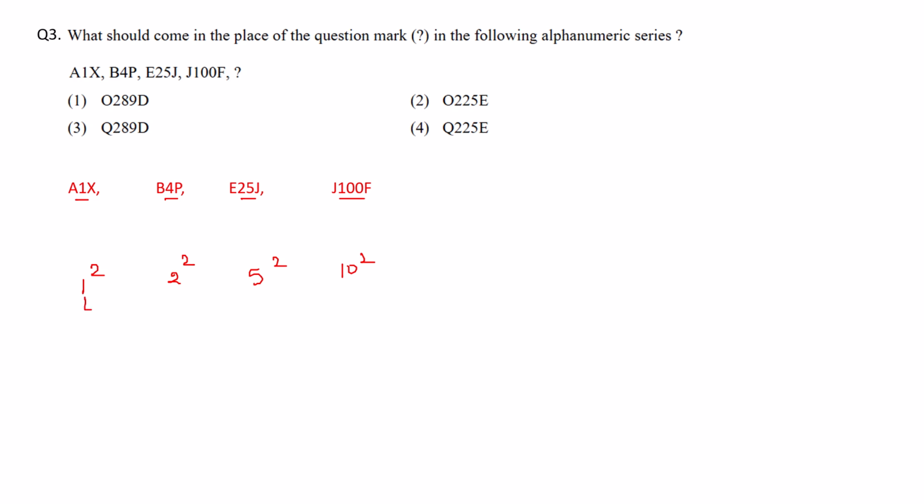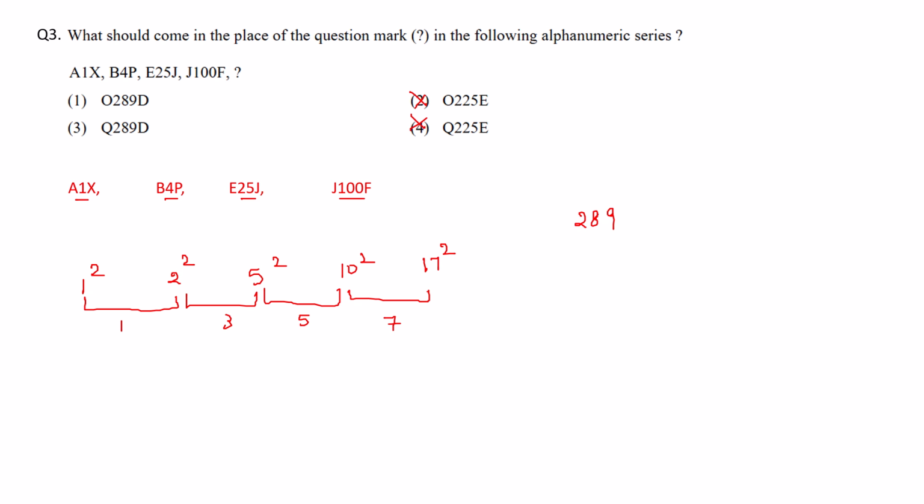And what is the difference between these numbers? 2 minus 1 is 1, 5 minus 2 is 3, 10 minus 5 is 5. So see the series 1, 3, 5. So next should be 7, isn't it? It means the number should be square of 17 because 10 plus 7 is 17. Square of 17 is 289. And if you see the options, only option 1 and 3 have 289. So 2 and 4 you can cancel out. That will not be the correct answer, isn't it?